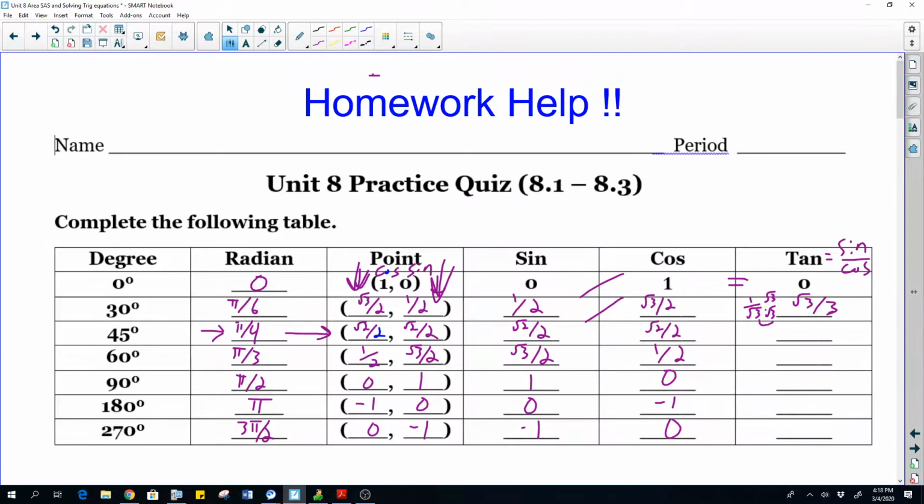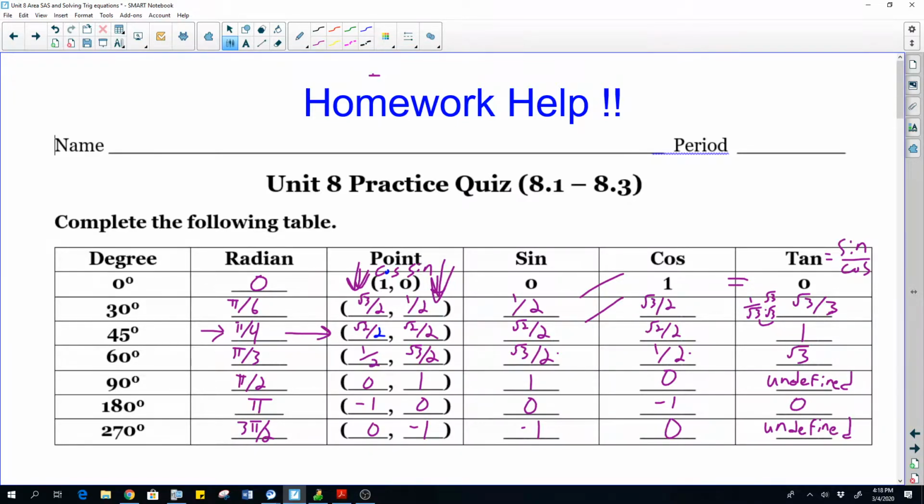Okay, so the next one is just 1, because radical 2 over 2 divided by radical 2 over 2. The next one, the 2's cancel, just leaving us with radical 3 over 1, or just radical 3. Then 1 divided by 0 is undefined. And then 0 divided by negative 1 is just 0.